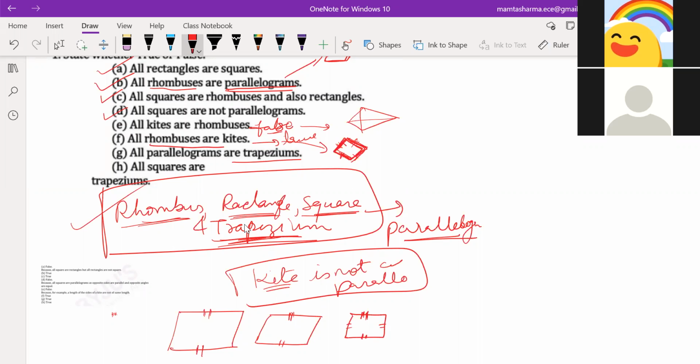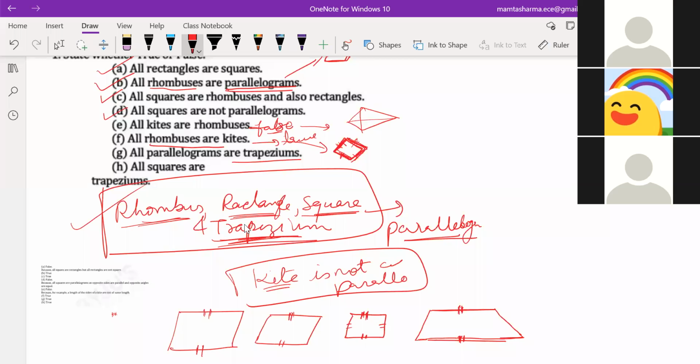Ma'am, is kite a trapezium? Yes, ma'am, I also have that doubt. This is a trapezium in which two opposite sides are parallel, or it is not mandatory that the other pair would be parallel or not. It is not mandatory. Only at least one pair of sides should be parallel.